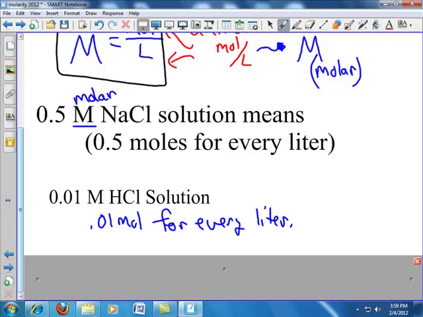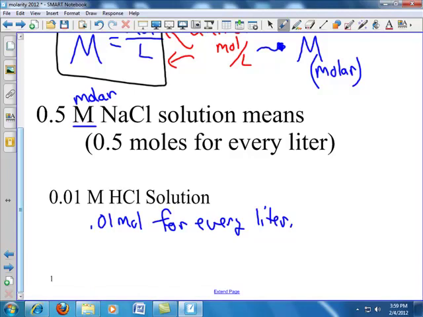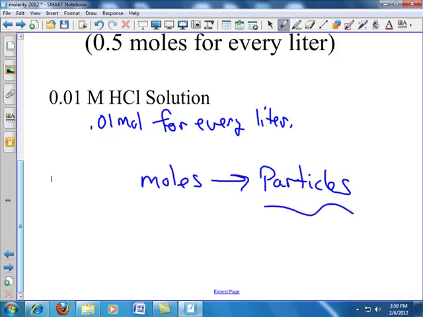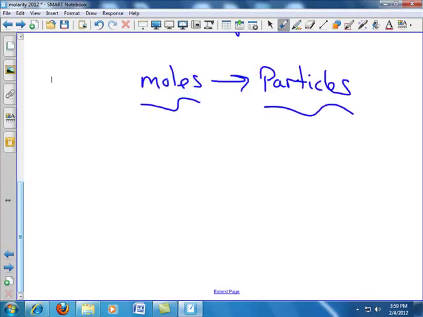Okay? Now, remember, moles can be translated into particles, because I can take moles and change them into particles by multiplying by Avogadro's number. So instead of dealing with Avogadro's number and the times 10 to the 23rd or times 10 to the 24th of something, we just deal with moles. Okay? Because that makes our life easier.